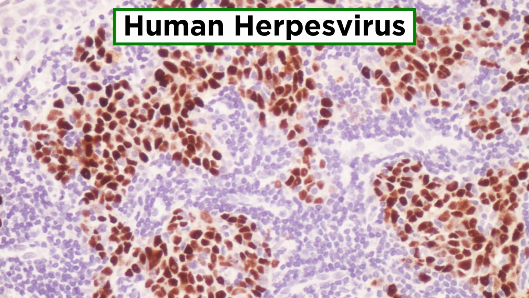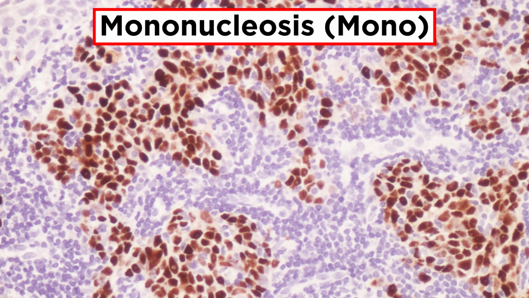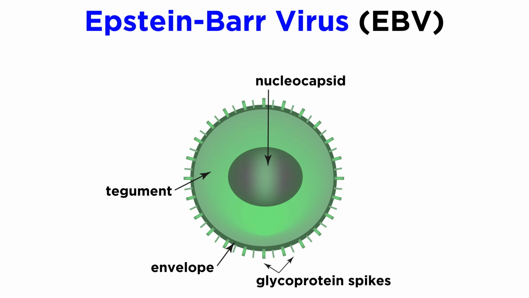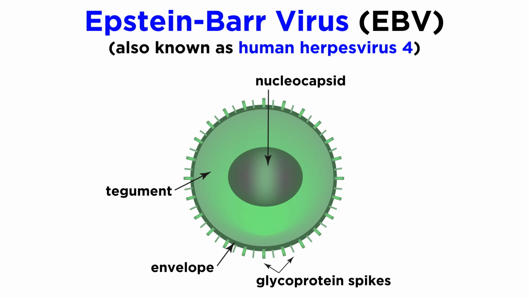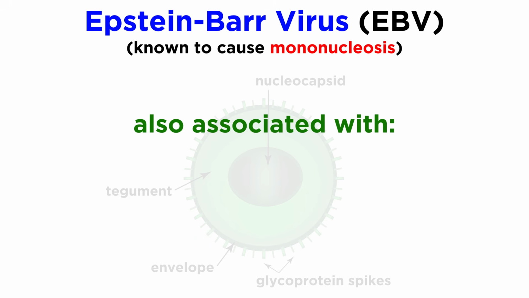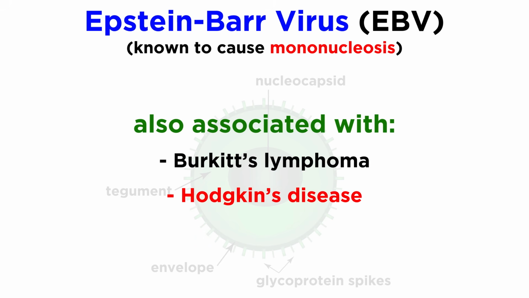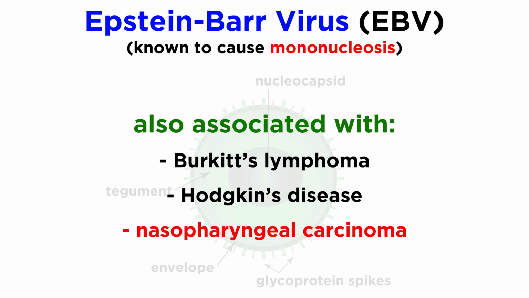We've covered several human herpes viruses over the past few tutorials, but now it's time to dig into the virus that causes mononucleosis, commonly referred to as mono. Epstein-Barr virus, or EBV for short, is also known as human herpes virus 4, and is one of the most common human viruses out there. Even though it is known to cause mononucleosis, this virus can cause many other illnesses. It has been associated with Burkitt's lymphoma, Hodgkin's disease, and nasopharyngeal carcinoma, among others.